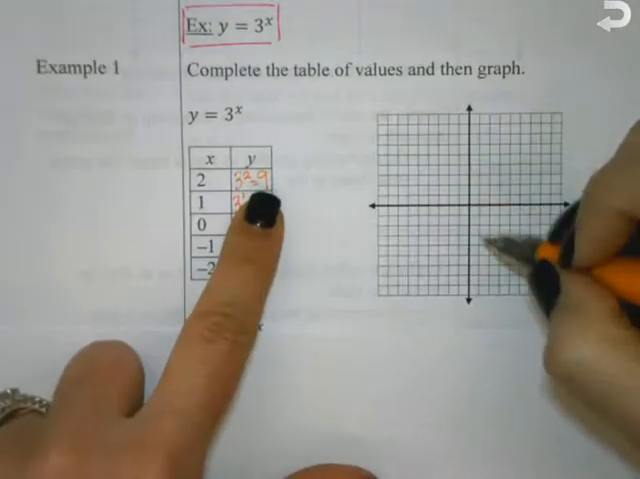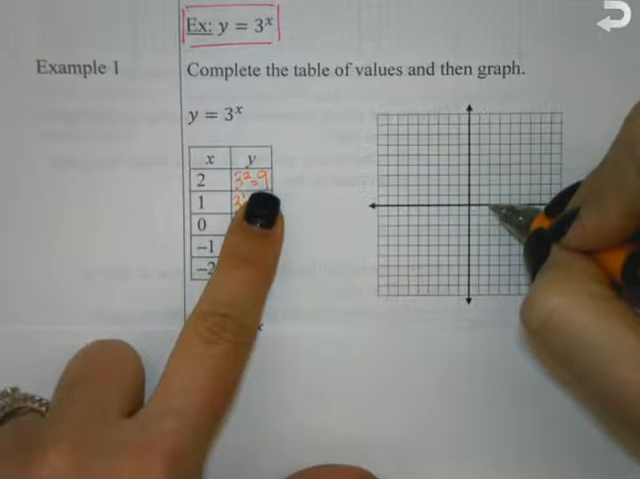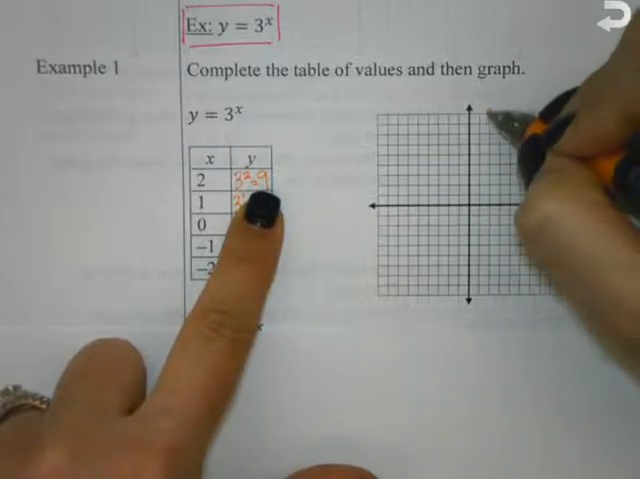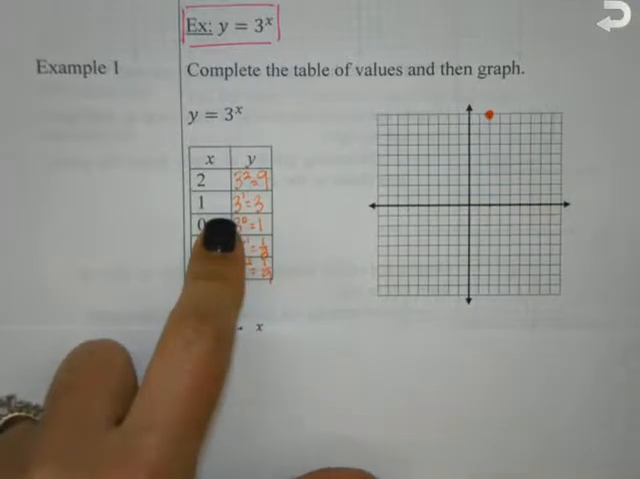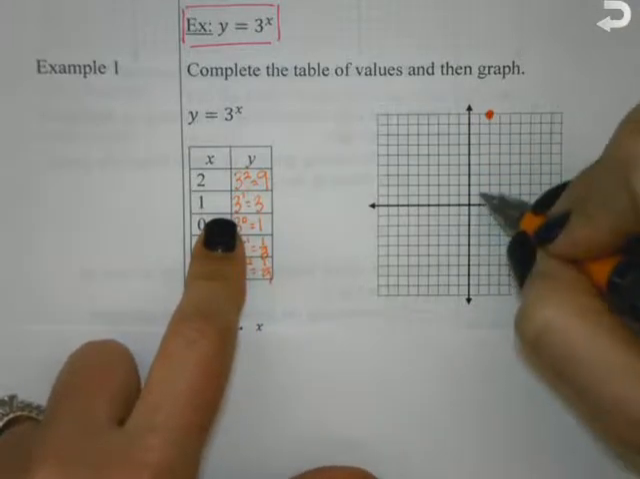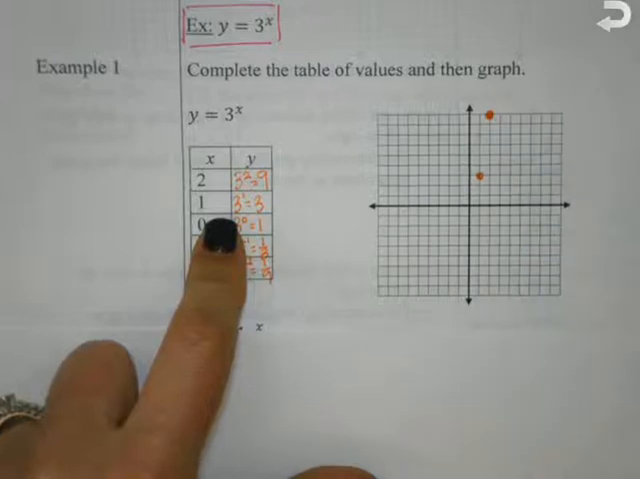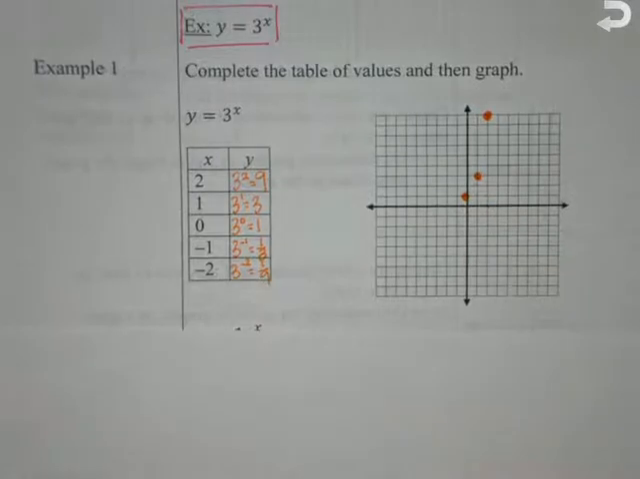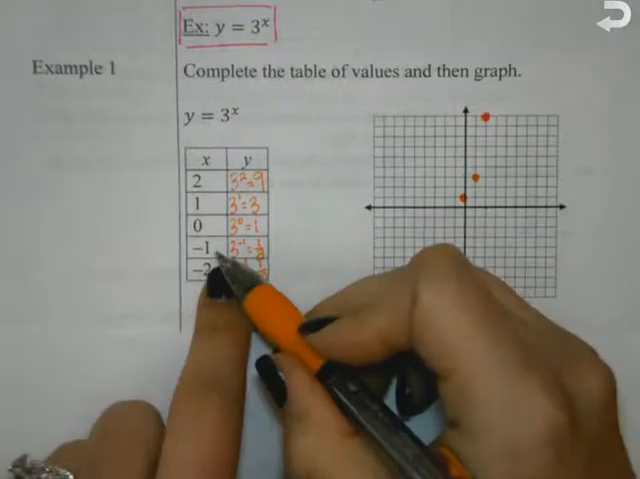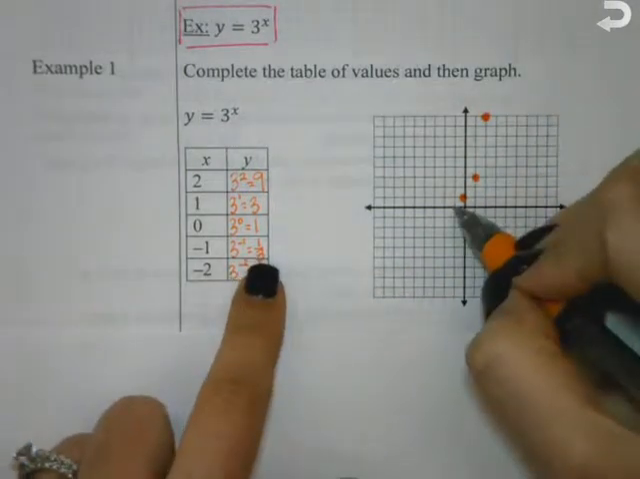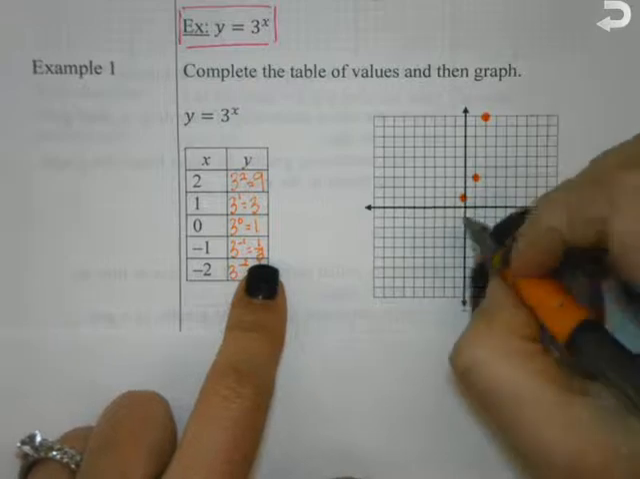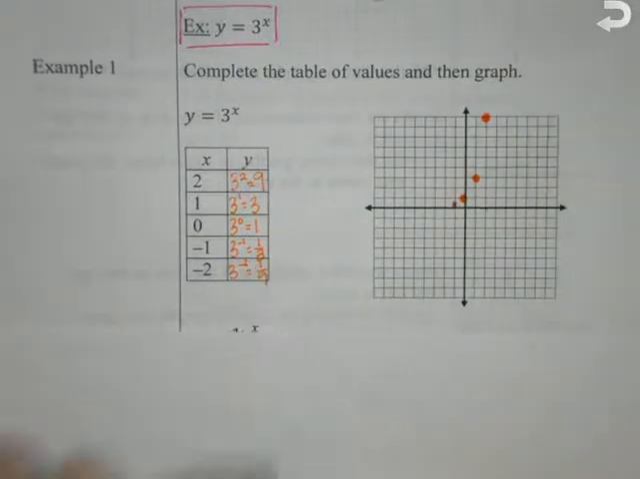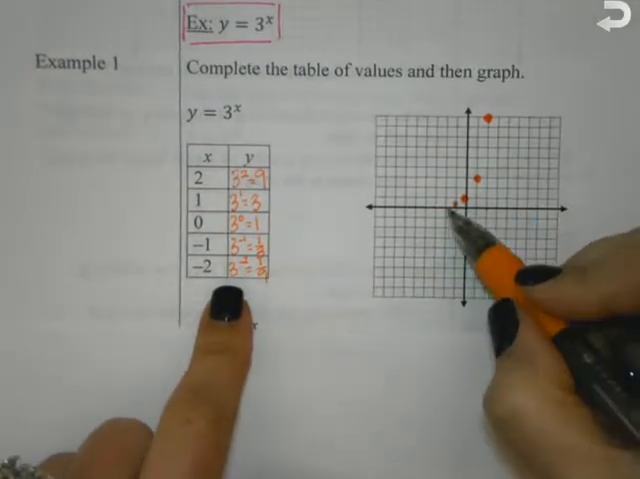So 2, 9 is your first point, so we're going to go right 2 and up 9 spaces. 1, 3 is your next one, so you're going to go right 1 and up 1, 2, 3. 0, 1. Now the fractions is where you have to be a little good with your estimation. The next one is negative 1, so you're going to go left 1 and then 1/3. 1/3 is not quite halfway, so you're going to go not quite halfway up. So it's going to be close to the x-axis. And then your last one, negative 2, 1/9.